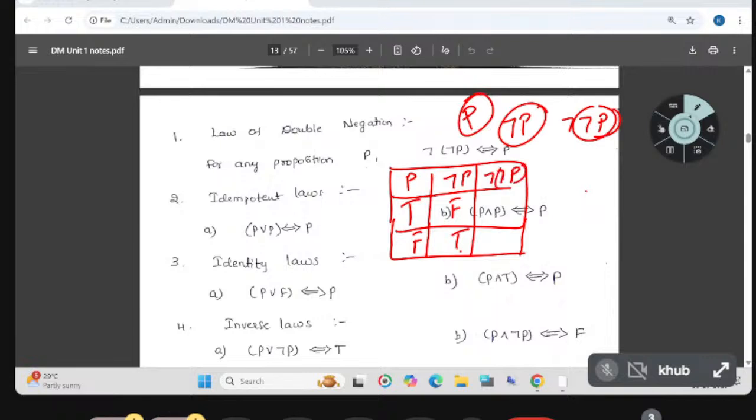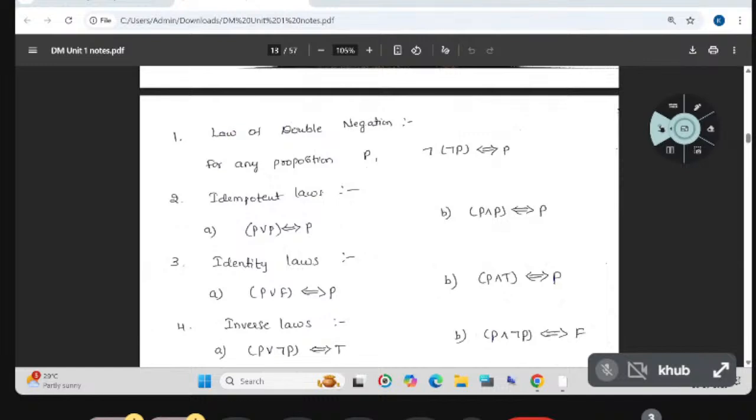I am doing the negation for the second column, which is giving us the first column value itself. Okay. See, true and false. So this one and this one tallied. Double negation is equal to positive value. Okay.